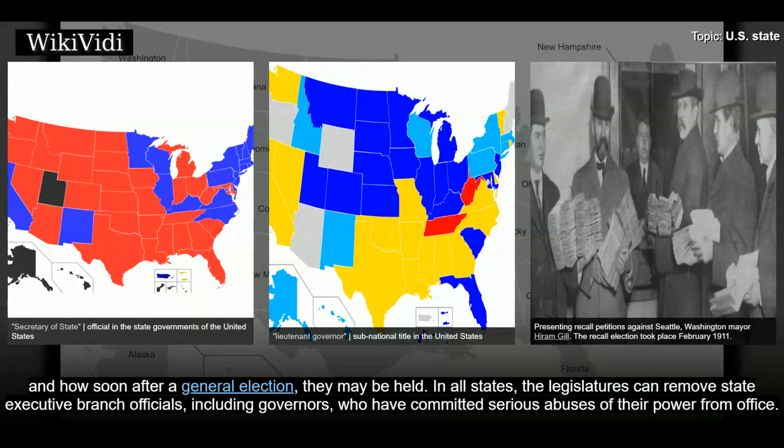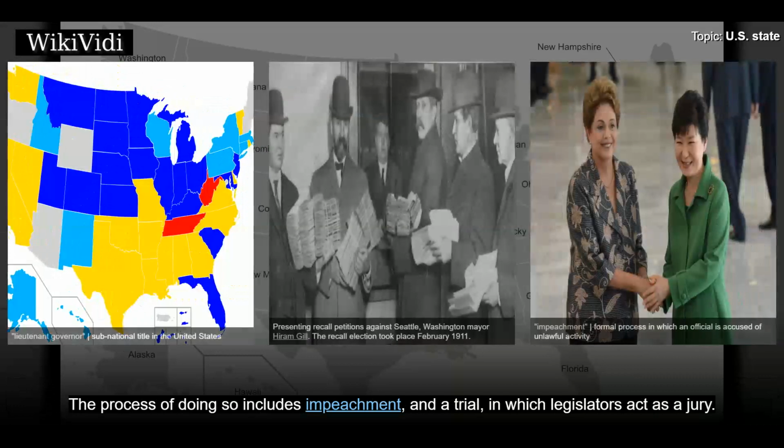In all states, the legislatures can remove state executive branch officials, including governors, who have committed serious abuses of power from office. The process of doing so includes impeachment and a trial, in which legislators act as a jury. Legislative.